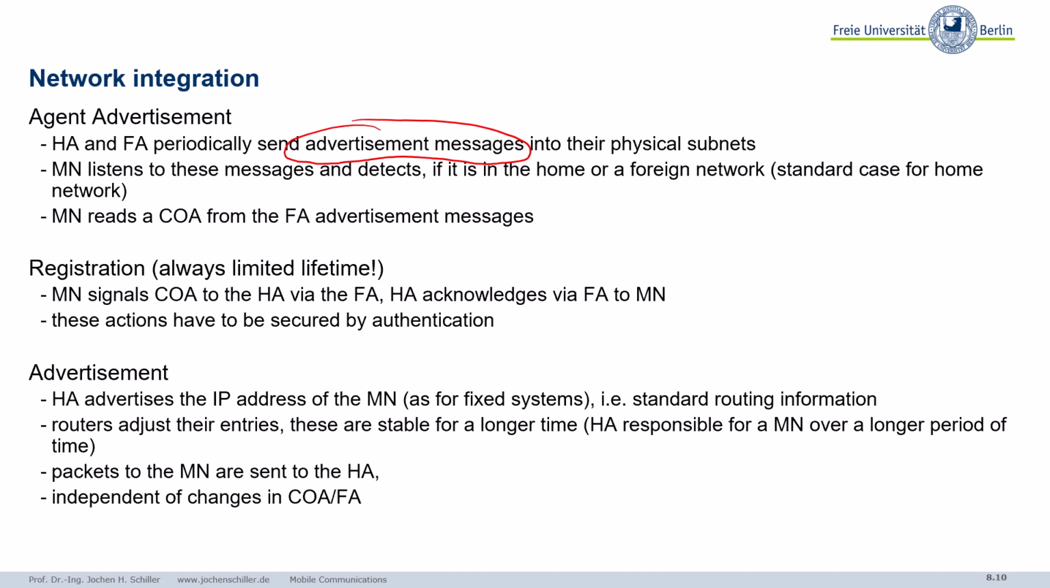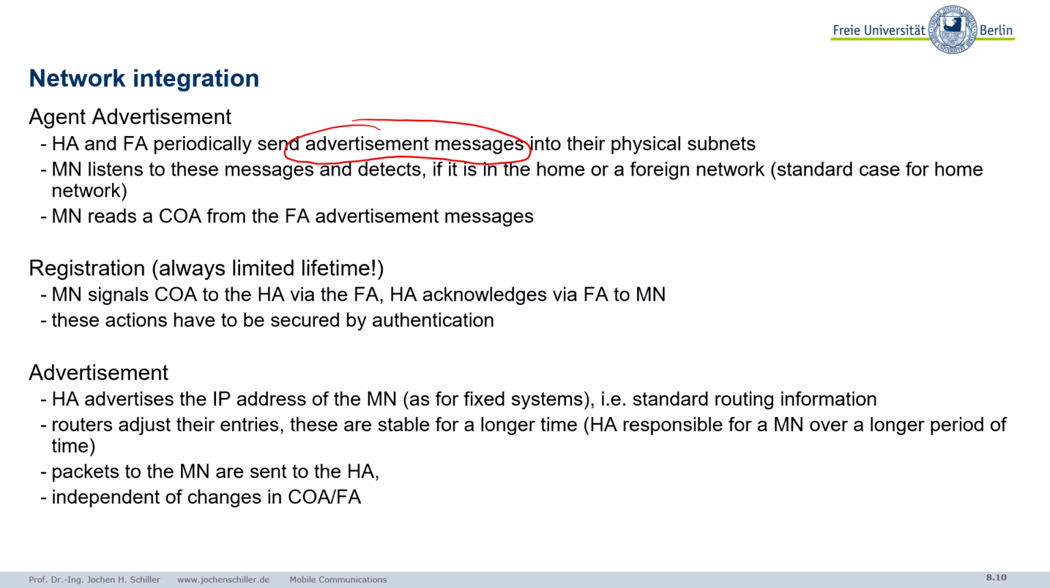And with the help of the advertisement messages, the mobile node can detect if it is at home or in a foreign network. So if the mobile node is at home, standard case. If it's in a foreign network, the mobile node can read the care-of addresses from the foreign agent advertisement messages. So by comparing the network prefixes, the mobile node can check, oh, that's the same or it's a different network prefix compared to the network prefix I have in my IP address.